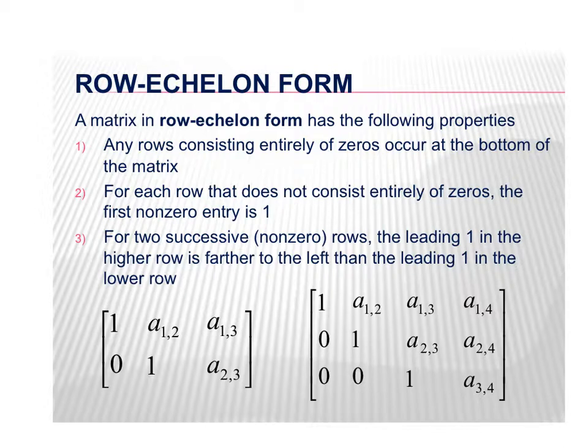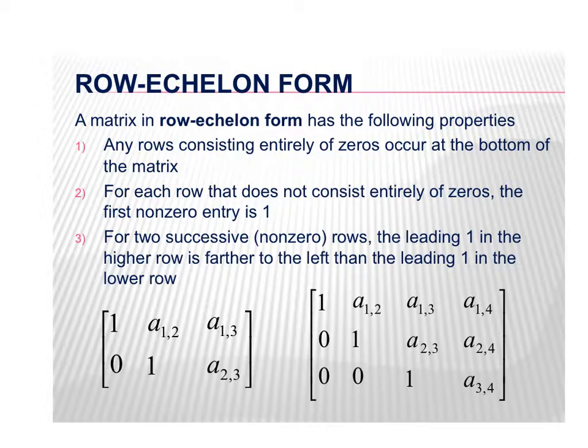So if I'm moving from left to right, and I have a 0 in the first field or a 0 in the second field, then the first number after that 0 has to be 1. And for 2 successive non-zero rows, so one after the other, and both being non-zeros, the leading 1 in the higher row is further to the left than the leading 1 in the lower row.